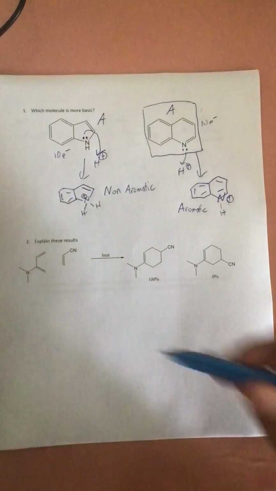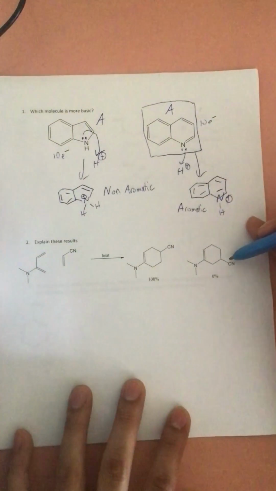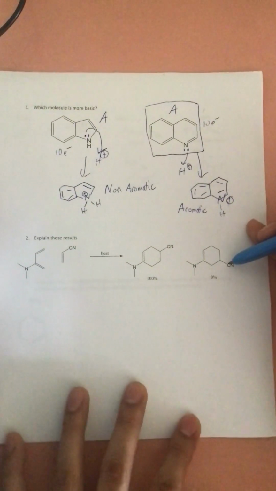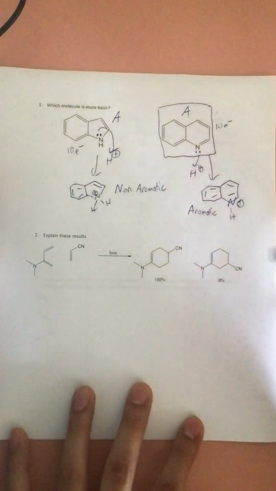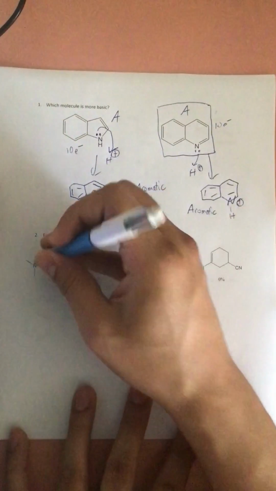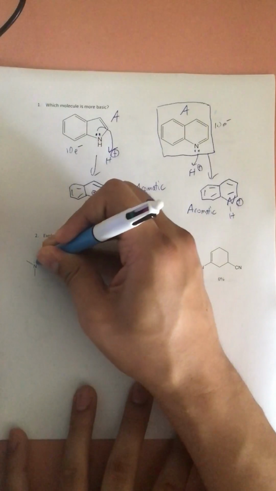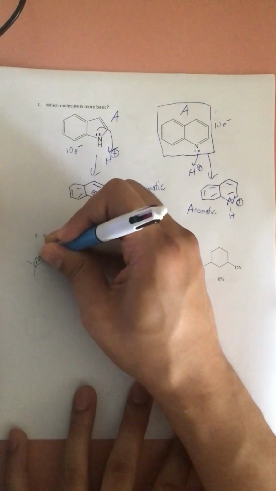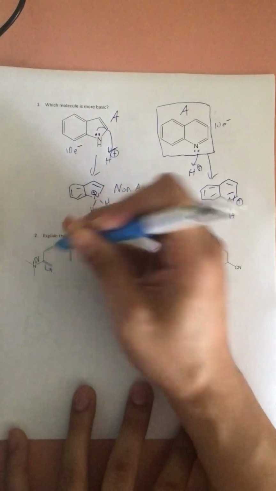All right, explain these results. You get these and you get 100% this, 0% that, right? And we had a problem like this, I think, that Dr. Davis did in class. So I'll just switch pens. So the first thing I want to do is draw my resonance and see where my partial charges are.